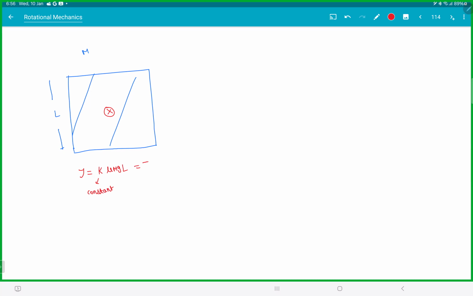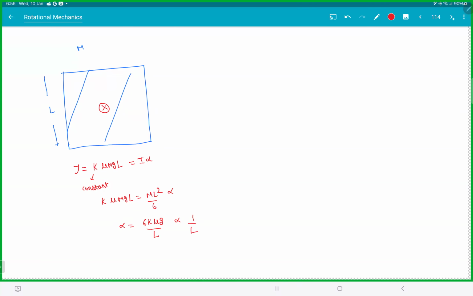And we know this is proportional to I alpha. So K mu mg L, and I also know moment of inertia is mL square by 6, alpha. So m will cancel, L will cancel. You end up with alpha equal to 6K mu g by L. So alpha is proportional to 1 by L. Means you take any square plate, the angular acceleration is proportional to 1 by L.